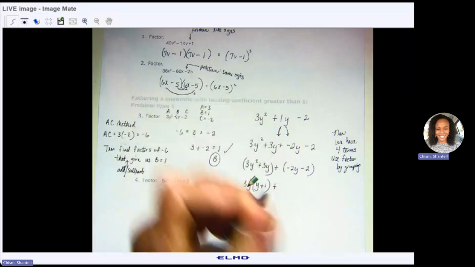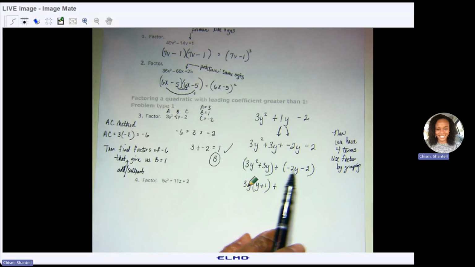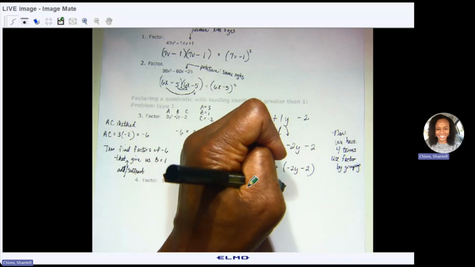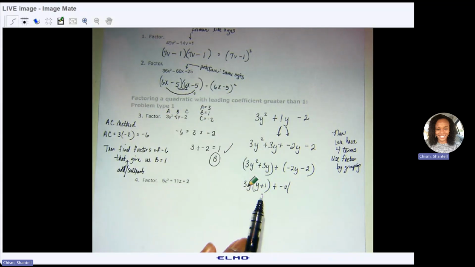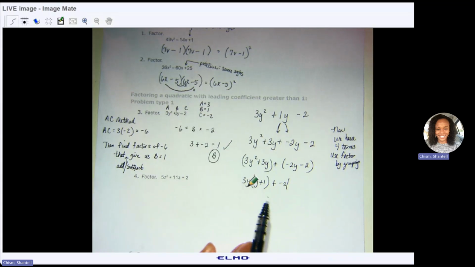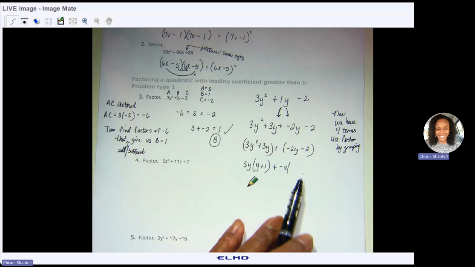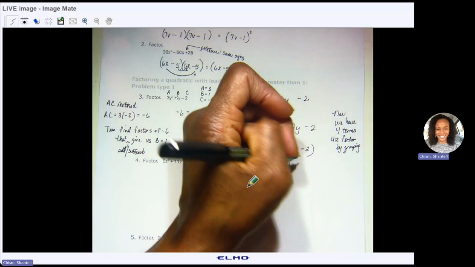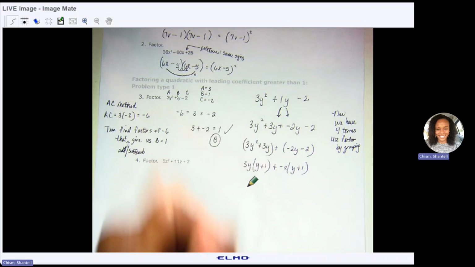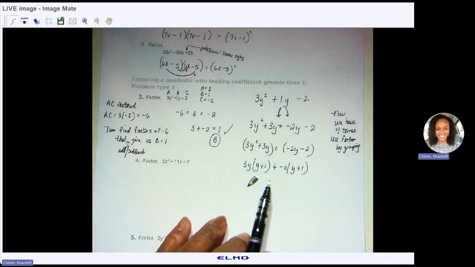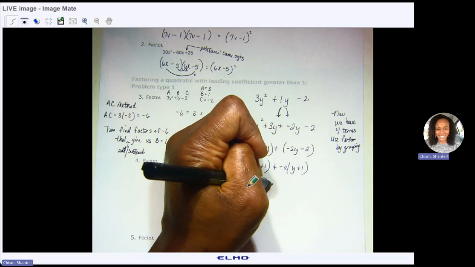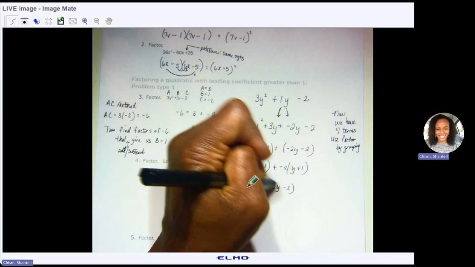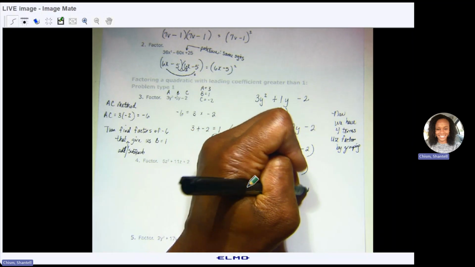And then over here, they have negative 2 in common. So I'm going to pull out negative 2, because remember, your goal is to get these binomials to match once you do factor by grouping. So then I'm going to pull out the negative 2, and that leaves me with y plus 1 right here as well. So my factorization is now 3y minus 2 times y plus 1.